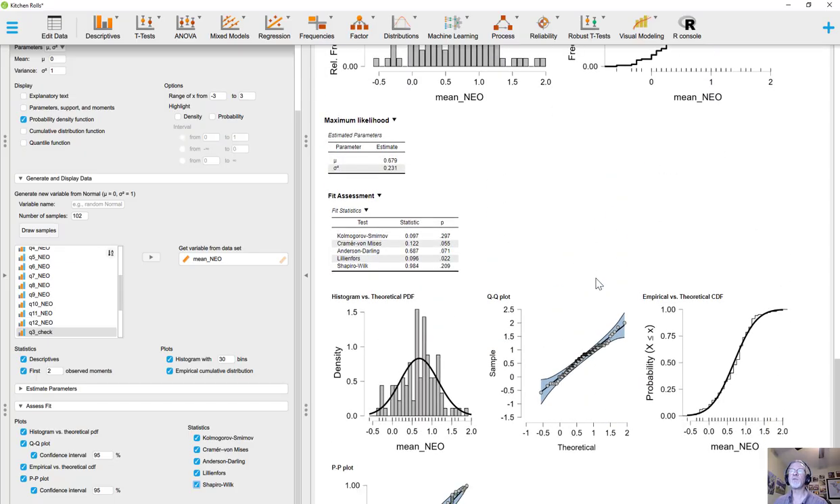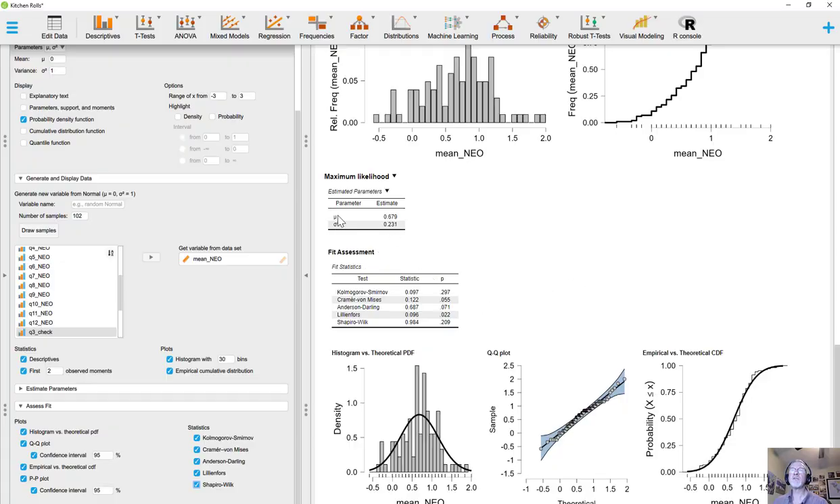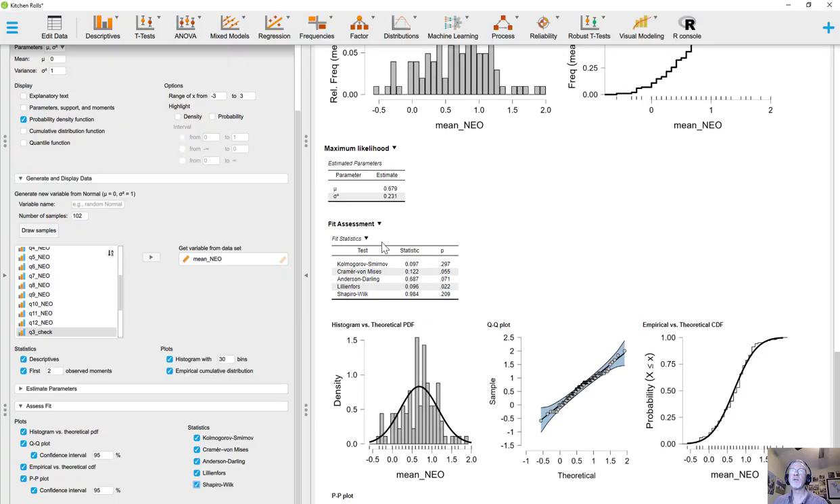Okay, here's what I want to focus on. Once I've clicked everything, I get the moments about the mean. I said over here, it said first 2 observed moments. That's referring to the mean, which is the first moment, is what statisticians refer to it as, and the variance, which is the second moment about the mean. Skewness is the third, kurtosis is the fourth.